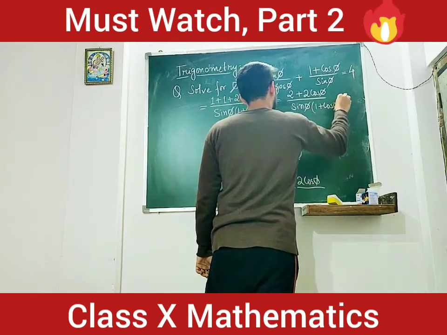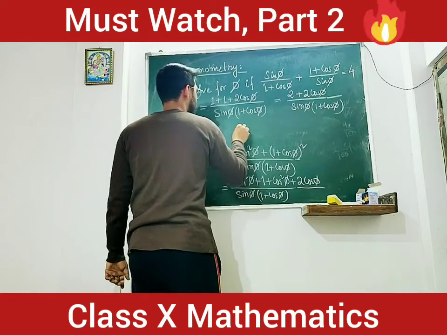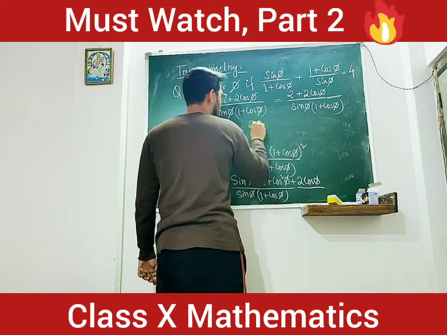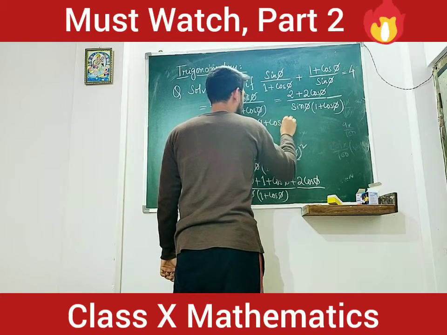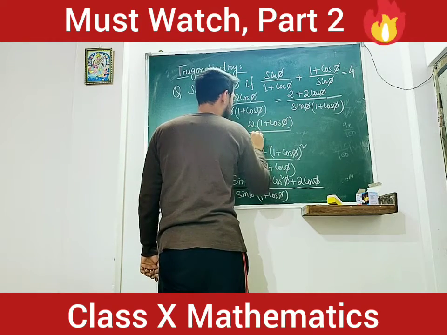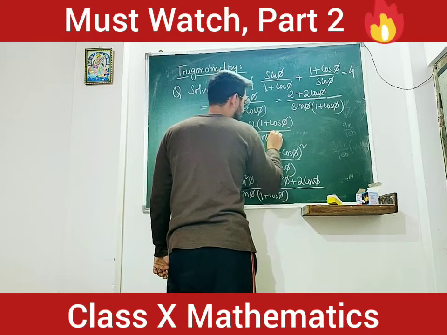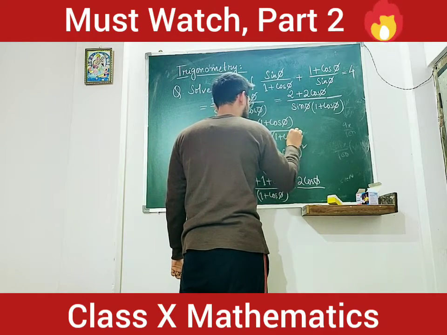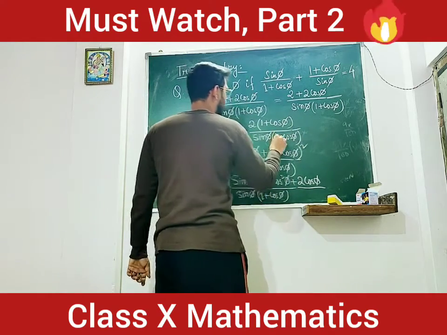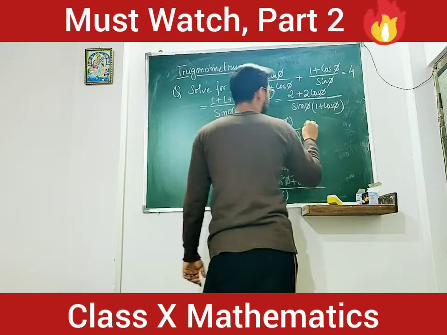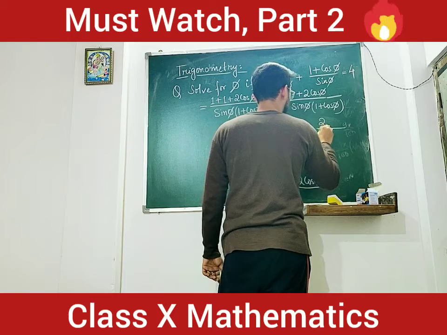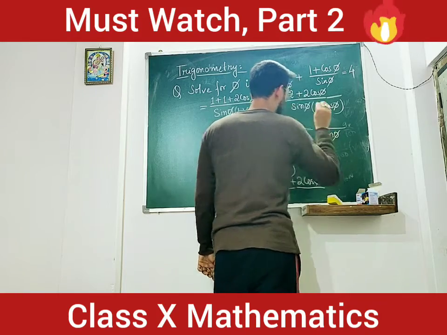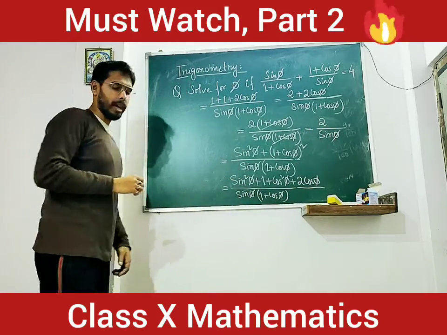Okay, we can take one more step. If we take 2 as common, it is 1 plus cos phi in the numerator, and here it will be sin phi into 1 plus cos phi. So if we cut this, finally we are getting 2 by sin phi. So this is the final answer from the LHS.